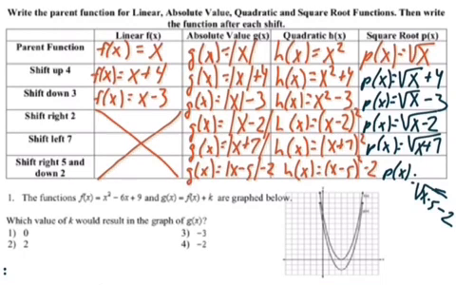Remember, when you're writing a new equation, if there is a shift going up 4, you should have a +4 on the outside of your equation. When you're going to the left or to the right, that's telling you that it should be on the inside, going in the opposite direction. Pause the video now and double check all of your answers.